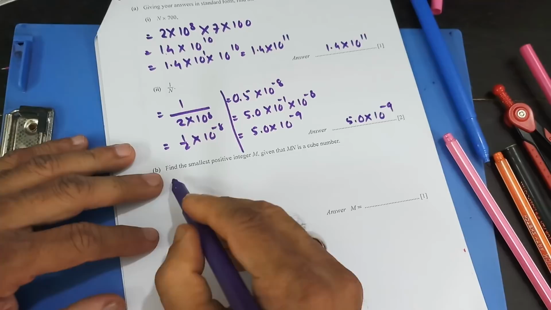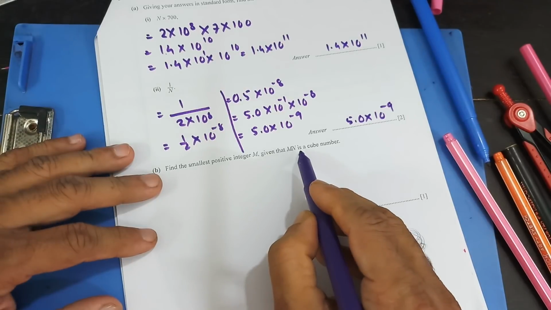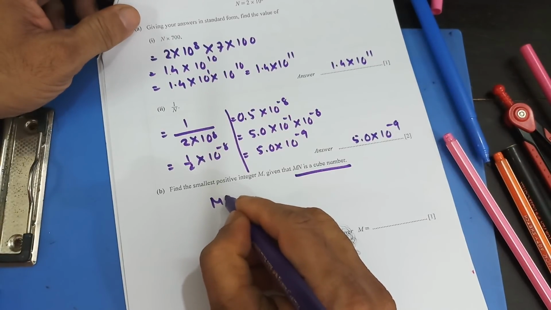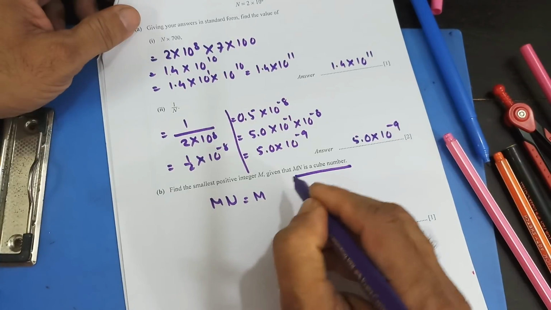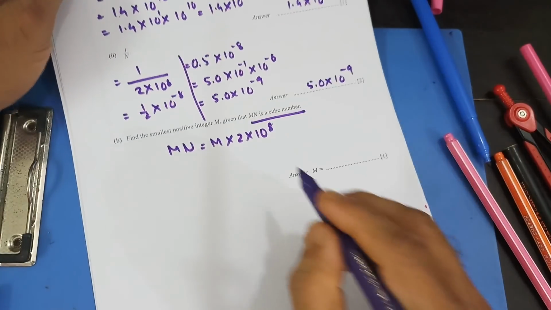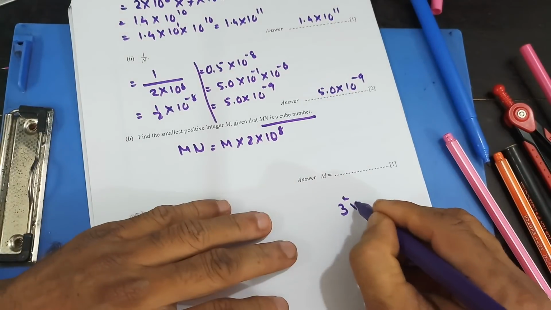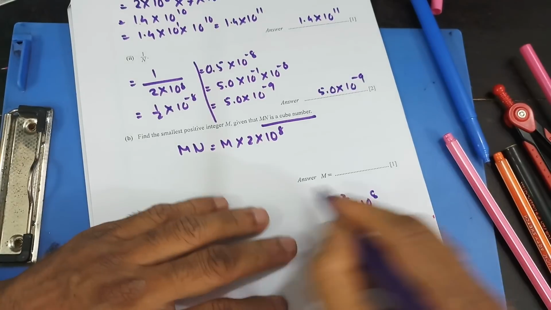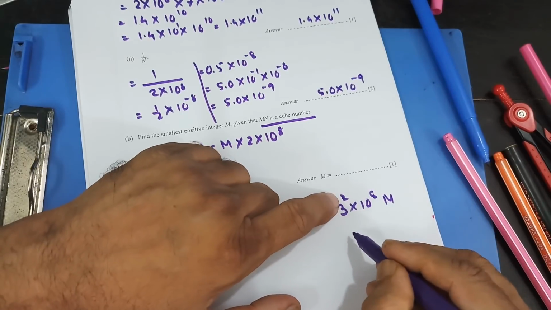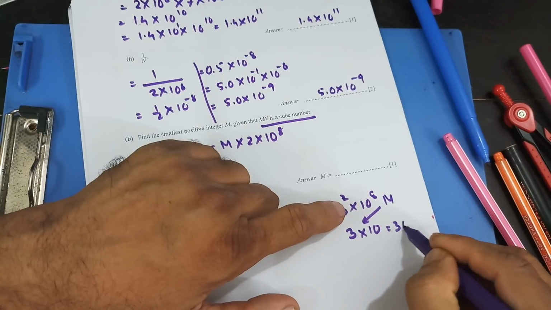That's done. Find the smallest positive integer m, given that mn is a cube number. So mn is a cube number. M I don't know, but n I know, 2 times 10 to the power 8. Most of the cases, this is very tricky math. If you have 3 squared, then 10 to the power 8, to make it a cube number, let's say there's supposed to be m, then see that 3 squared, I need 3 cubed. So m is supposed to be 3 and 10, the lowest value should be 30.